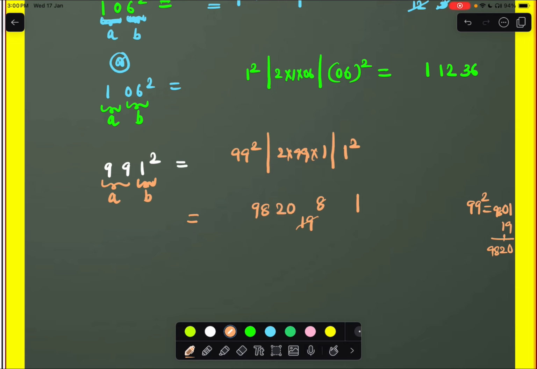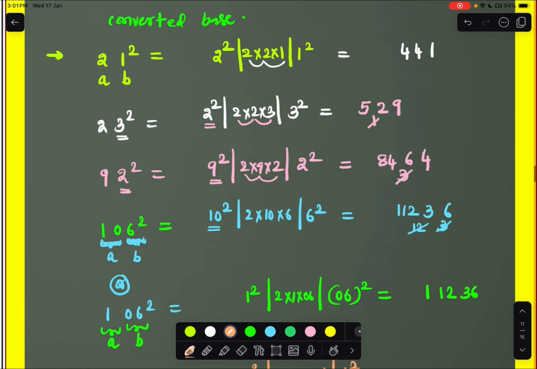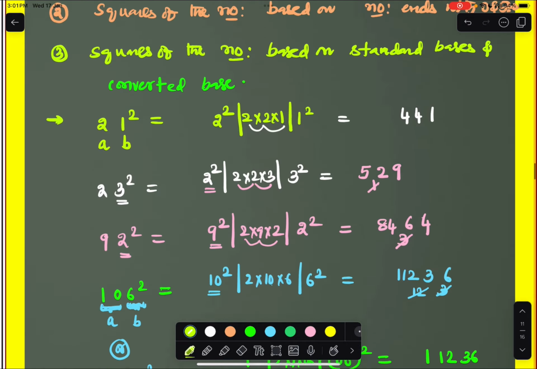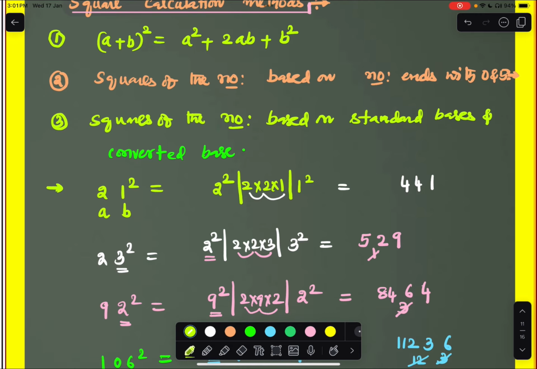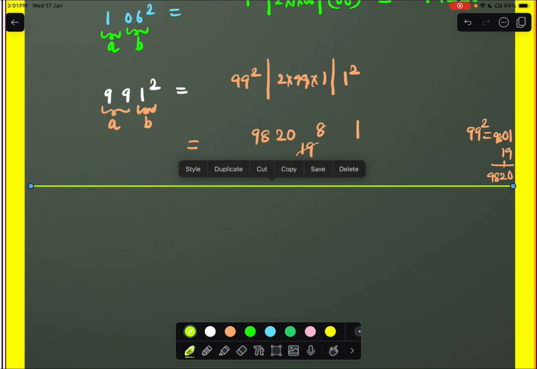So in this way we can find squares of the numbers. So 1 to 1000 also we can do comfortably. Now I'm going for the second method: squares of the numbers based on numbers ending with 0 and 1. Now I'm going for the second type.